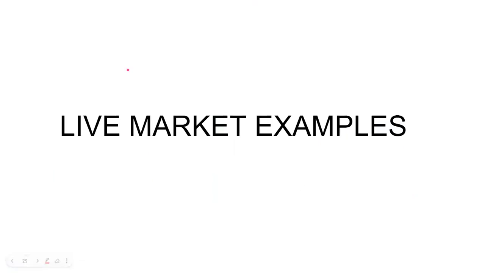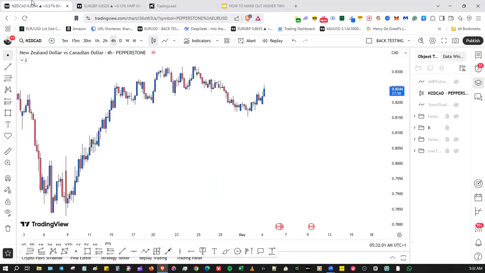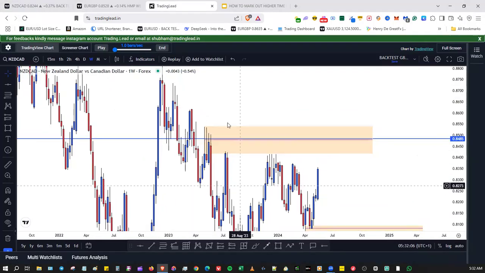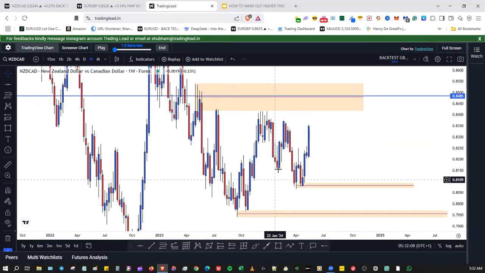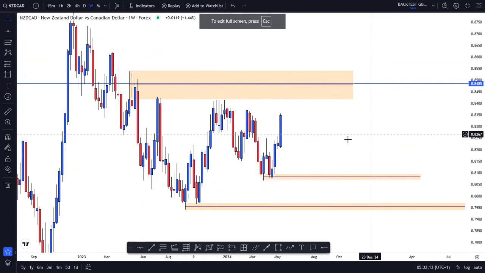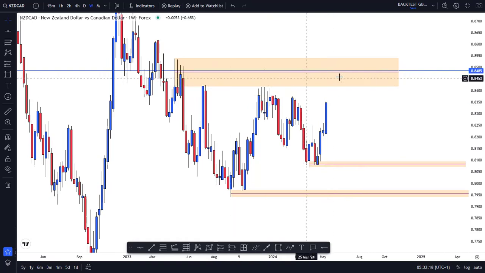So let's go to the market and see how to combine all of this information. Now, right here, I've been able to map out these key levels. Let me just increase this. You can see I mapped out this key level and price is almost close to that key level.